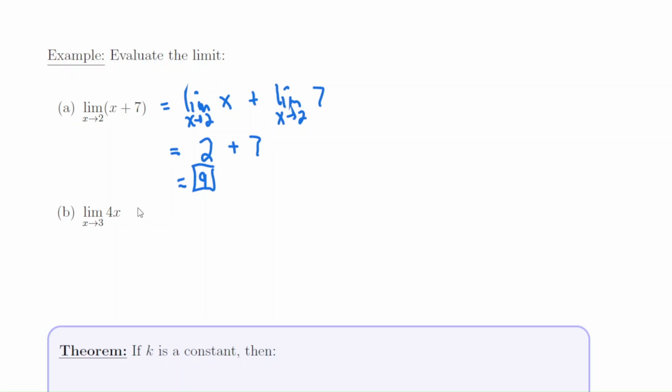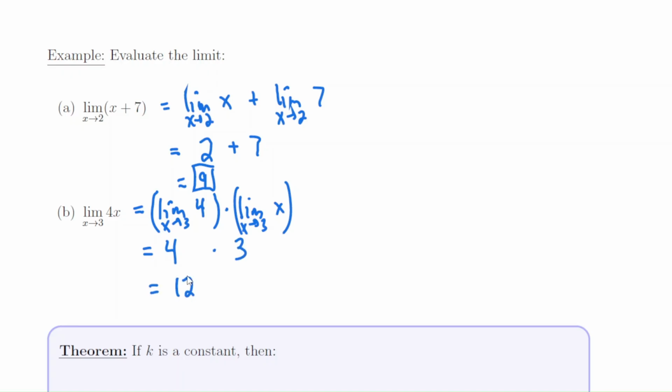Okay, now what about this? We have the limit as x approaches 3 of 4x. Can we just plug in the 3? Well, it turns out that we can, but let's kind of see why. Well, we have a limit as x approaches 3 of a product, right? 4 times x. So let's write this as the limit as x approaches 3 of 4 times the limit as x approaches 3 of x. Okay, the limit of the product, 4 times x, equals the product of the limits. But what's the limit as x approaches 3 of 4? It's 4. And what's the limit as x approaches 3 of x? It's 3. And notice our answer is 12.